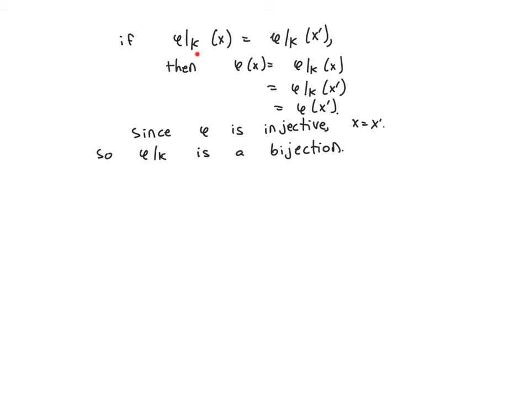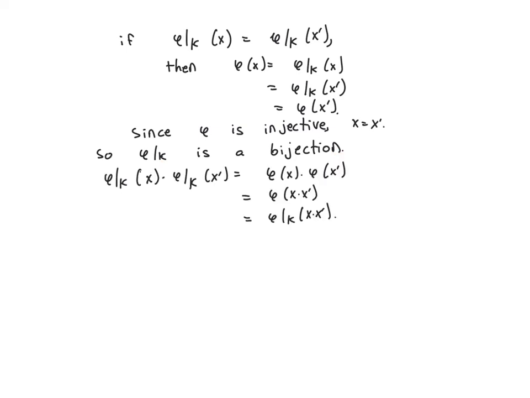Likewise, suppose phi restricted to K of x is equal to phi restricted to K of x prime. We want to show x is equal to x prime so that we can conclude that the restriction of phi to K is in fact injective. Well, phi of x is equal to phi restricted to K of x, and phi restricted to K of x prime is equal to phi of x prime. So we see that phi of x is equal to phi of x prime. Since phi is assumed to be injective, it follows that x is equal to x prime, because now we have phi of x is equal to phi of x prime. And so we see phi restricted to K is a bijection.